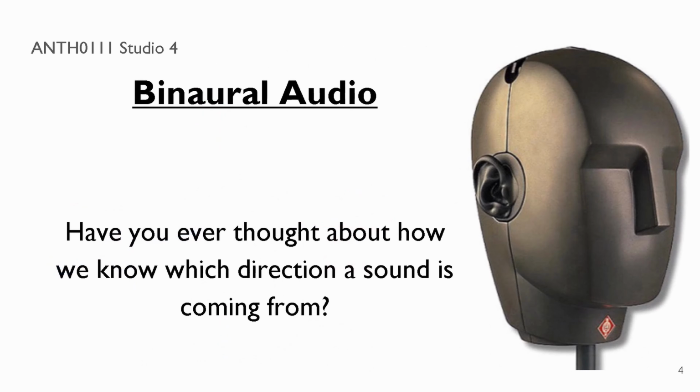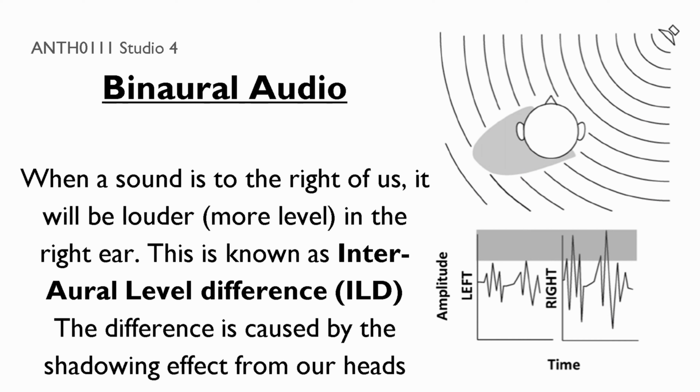Have you ever thought about how we know which direction a sound is coming from? When a sound is to the right of us, it will be louder in the right ear. This is called interaural level difference. The difference is caused by the shadowing effect of our heads.